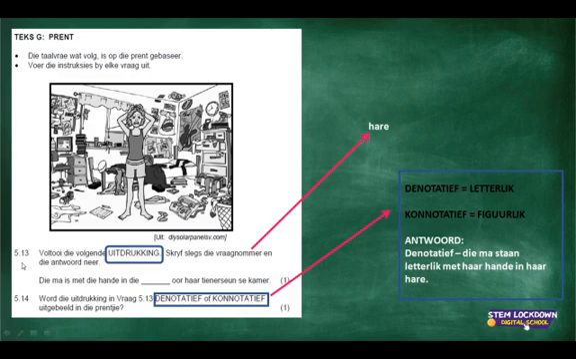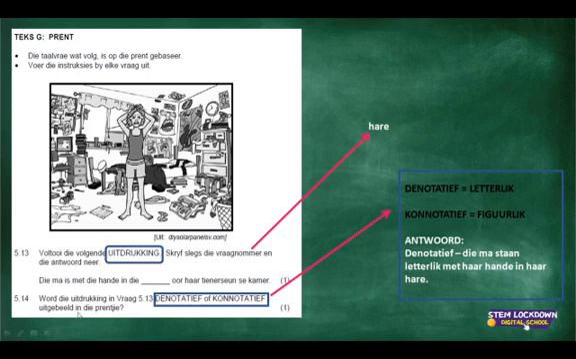Maar kom ons kyk, 5.13. Voltooi die volgende uitdrukking. Skryf slegs die vraagnommer en die antwoord neer. So you have to complete the expression. Die ma is met die hande in die, where's her hand, oor haar tienerseun se kamer. So die ma is met die hande in die hare. Okay, her hands are in her hair.